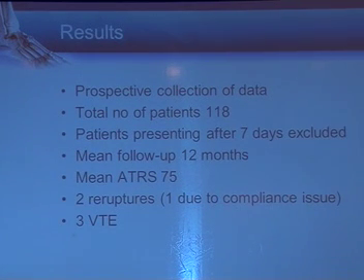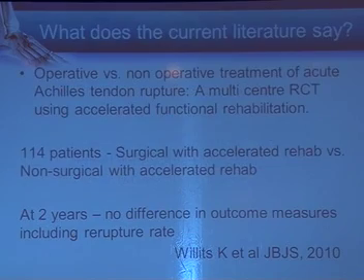This is 118 patients that have been recruited in prospective data. A colleague of mine is collecting these. Again, we're talking about within 7 days. We've got about a year's follow-up, not 2 years yet, and their mean acute Achilles rupture scores are 75. We've had 2 re-ruptures. One was somebody who took the boot off at the 4 week stage. And also we have 3 VTEs, a DVT and a PE.